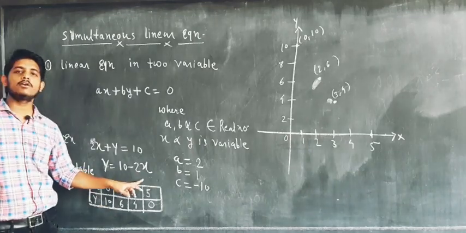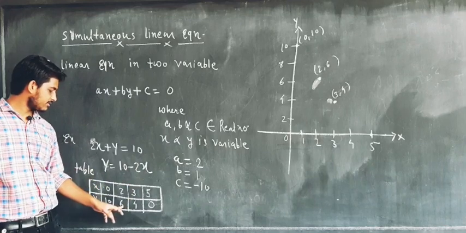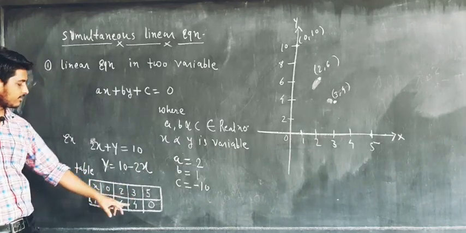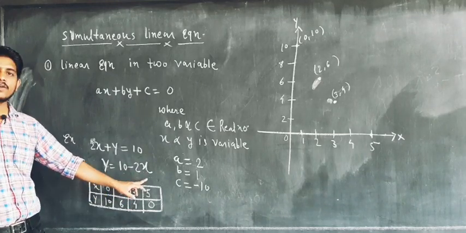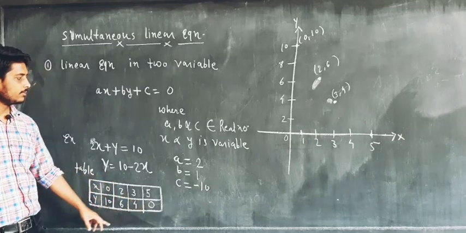If I put the value of x as 2, 2 twos are 4, 10 minus 4 becomes 6. Similarly, if I put the value of x as 3, I will get the value of y as 4. And if I put the value of x as 5, 2 fives are 10, and 10 minus 10 becomes 0.